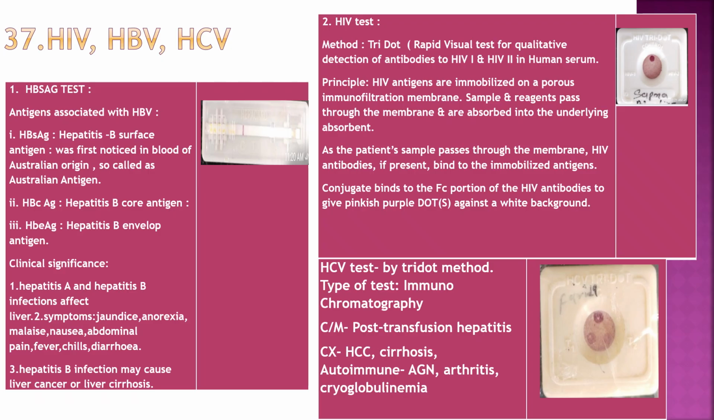HIV, hepatitis B, and hepatitis C. HIV, HBV, and HCV are mainly done in donor screening or the antenatal screening. Their method is usually immunochromatography. HBV is detected by lateral flow, and HIV and HCV by vertical flow or tri-dot method.